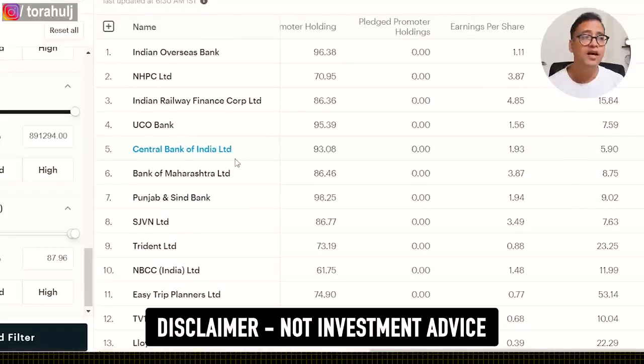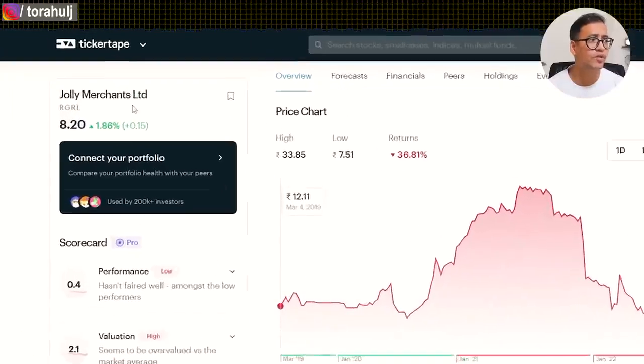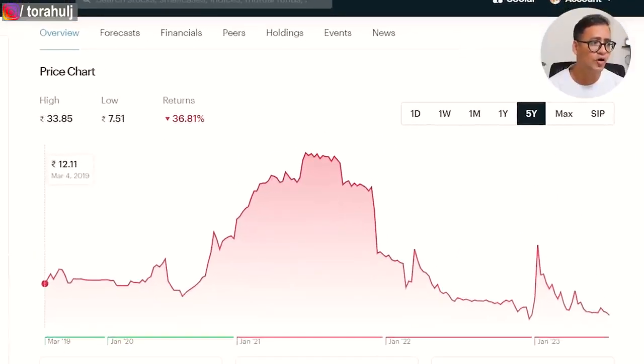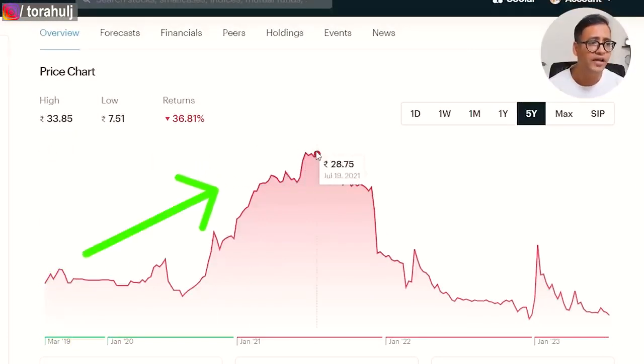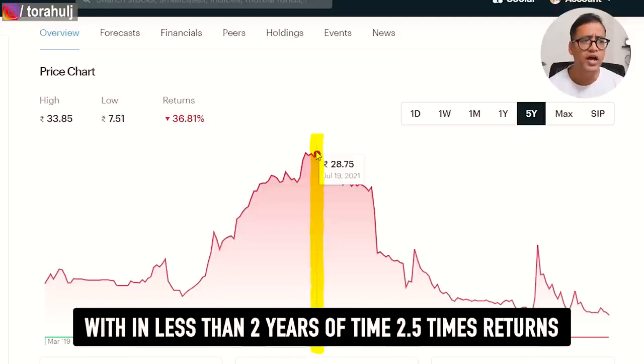Absolutely not, because please understand these stocks are extremely risky. Let me give you an example. Let us have a look at Jolly Merchants Limited, one of the penny stocks, which is trading at roughly 8 rupees 20 paise right now. If you look at the pricing of this stock, in March 2019, it was trading at 12.11 rupees, right? And then around July 19, 2021, the stock price shot up to 28 rupees. So in less than 2 years, the stock gave 2.5 times returns.